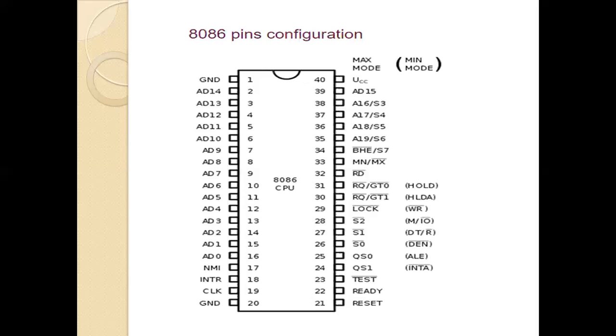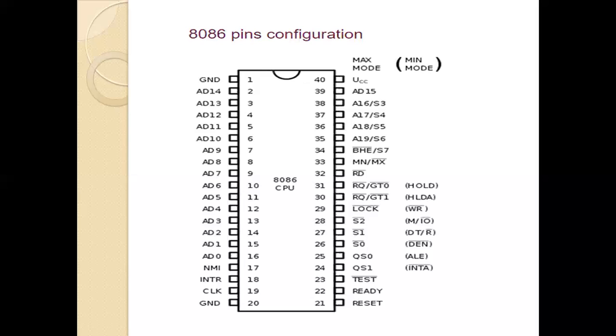Next is RQ/GT0 and RQ/GT1, basically pin numbers 30 and 31. These are the request grant signals, used by the other processor to request the CPU to release the system bus. RQ is request, GT is grant. Whenever this signal is received by the CPU, it sends the acknowledgement. Now you can see RQ/GT0 and RQ/GT1. RQ/GT0 has a higher priority than RQ/GT1.